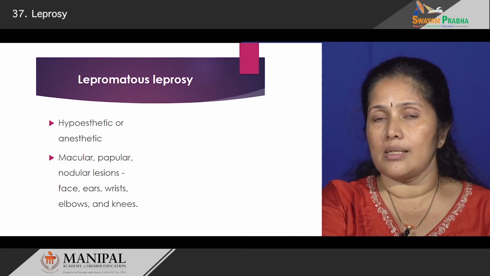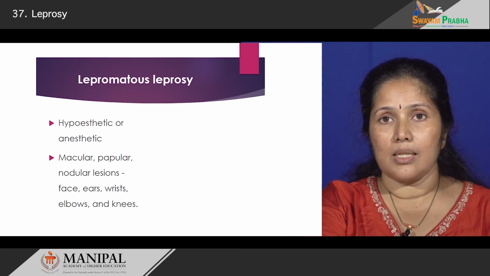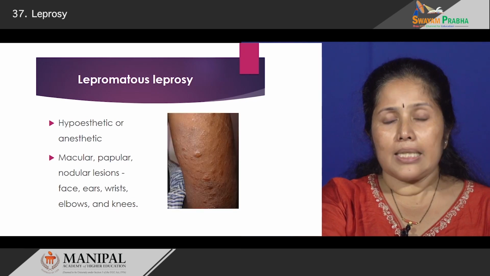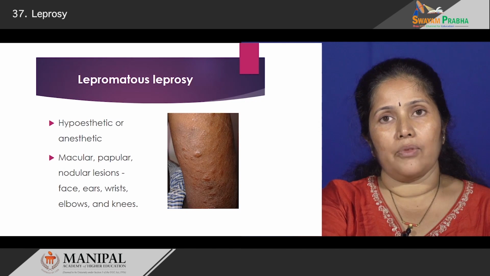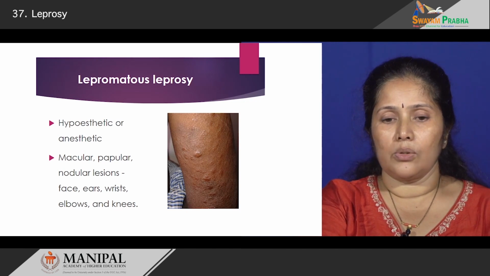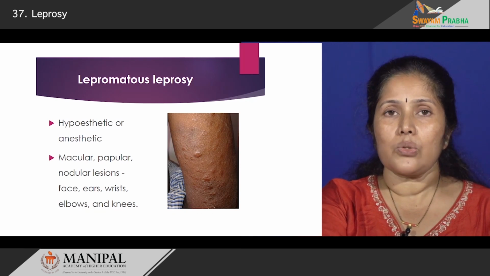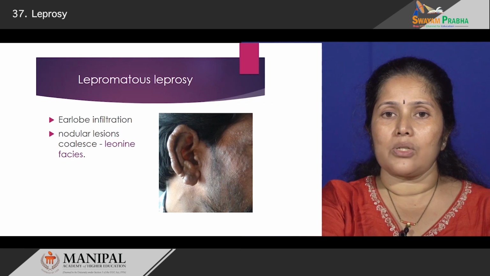Now, how do these lesions look? They are either macules or papules, or they could be nodules. And the sites at which these appear are the wrist, the earlobes which become nodular, the elbows, and the knees. So, these are the different sites where you could see lesions in the patient.